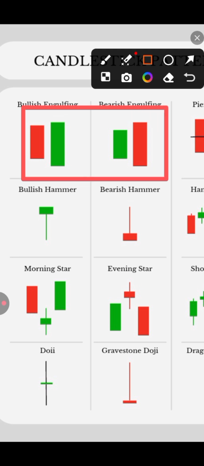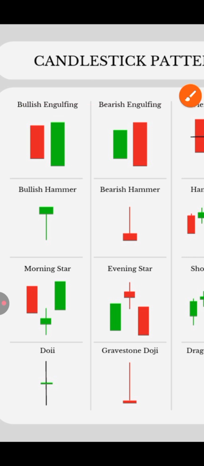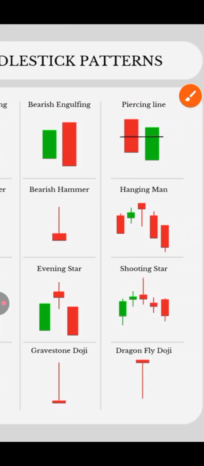Now, for the bullish, when the green one is bigger than the red one, just like it is here, it means the market is bullish and the market is going to buy. The same thing happens vice versa. When the red one is bigger than the green one, the market is going to sell. Now, before you take decisions with this kind of condition, you need to make sure that these are happening at key support or resistance levels. We are going to look at all of this in the market.